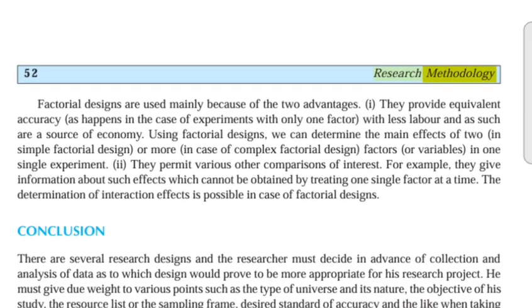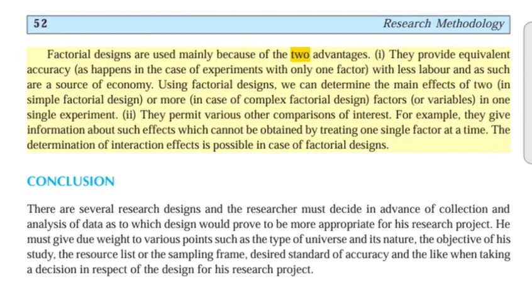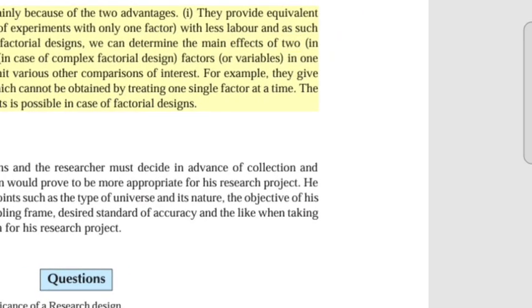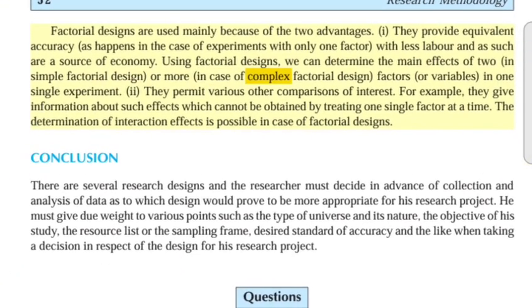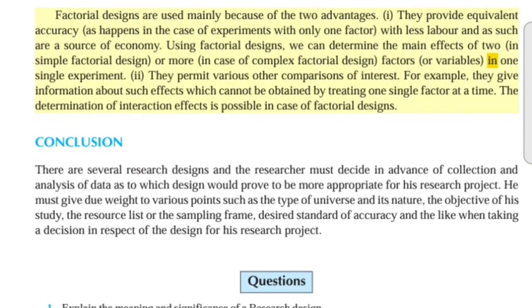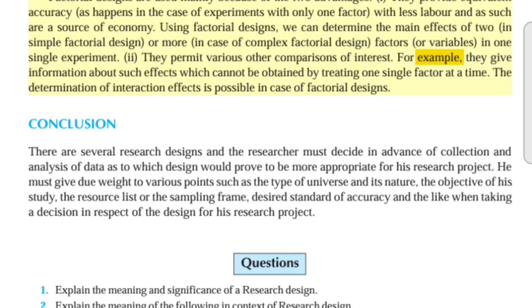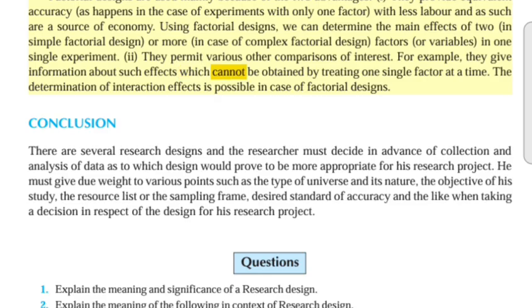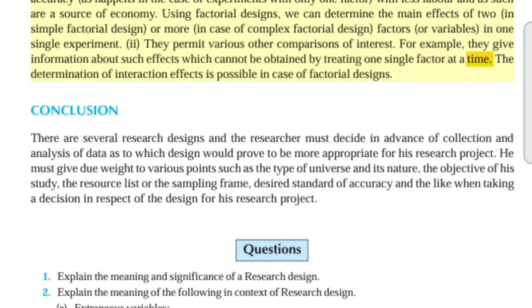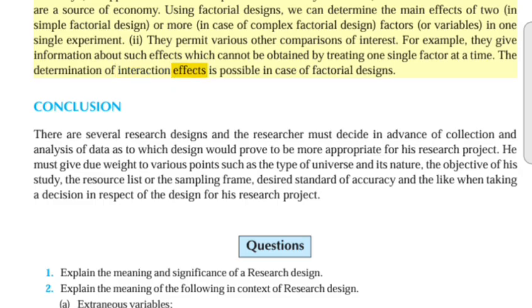52 Research Methodology. Factorial designs are used mainly because of 2 advantages. They provide equivalent accuracy, as happens in the case of experiments with only one factor, with less labor and as such are a source of economy. Using factorial designs, we can determine the main effects of 2 factors in a simple factorial design, or more in case of a complex factorial design, or variables in one single experiment. They permit various other comparisons of interest. For example, they give information about such effects which cannot be obtained by treating one single factor at a time. The determination of interaction effects is possible in case of factorial designs.